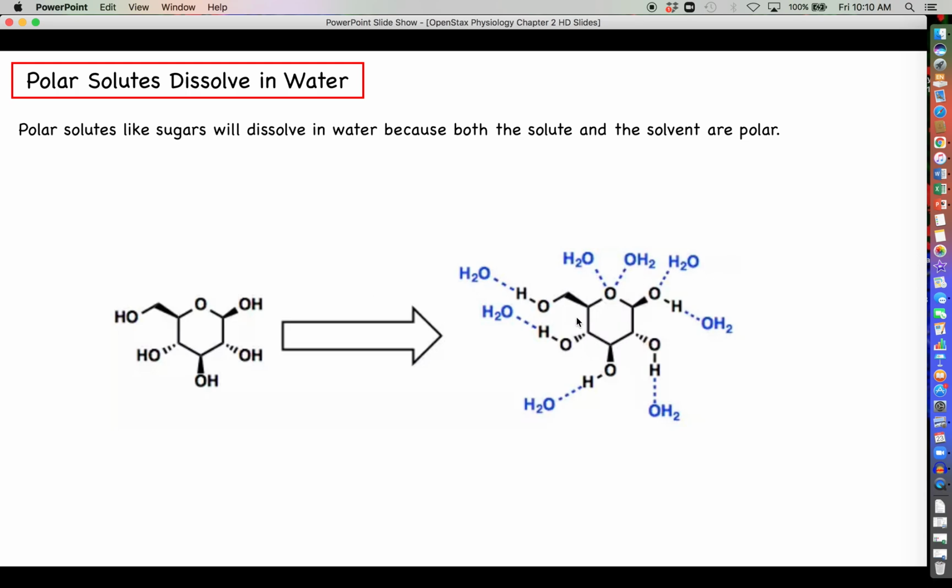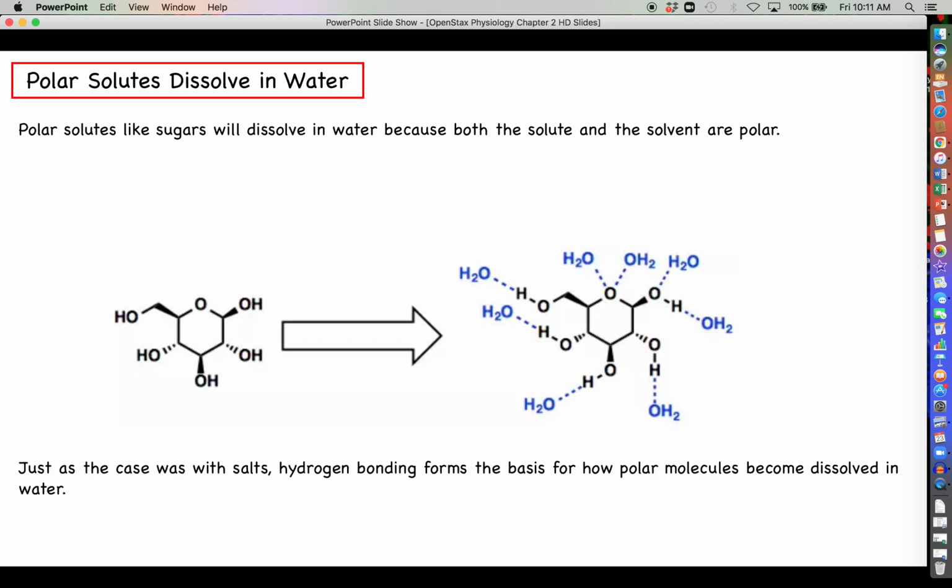So you can see here that this sugar molecule gets completely surrounded by water, and that is due in large part to the ability of water to form hydrogen bonds between the electronegative oxygen of the water molecule and the partially positive hydrogen atom of each hydroxyl functional group that surrounds the individual sugar molecule. So just as the case was with salts, hydrogen bonding forms the basis for how these polar molecules can become dissolved in water. And the same thing would apply to alcohols as well. Alcohols have the exact same functional groups that sugars have, just a lot less of them.